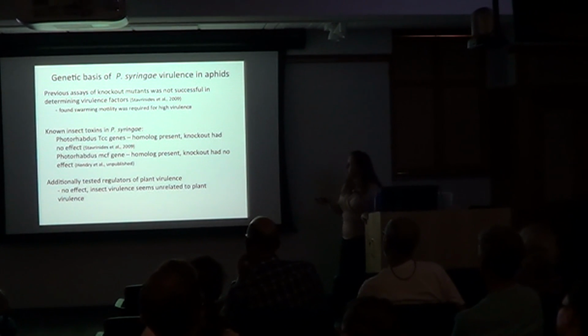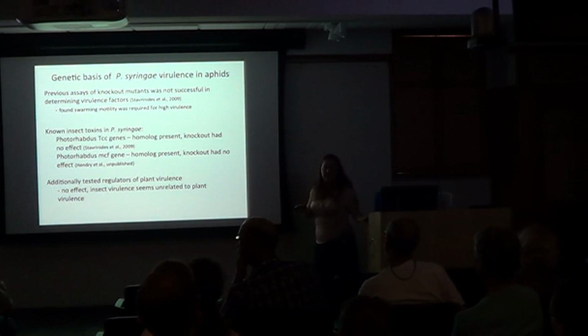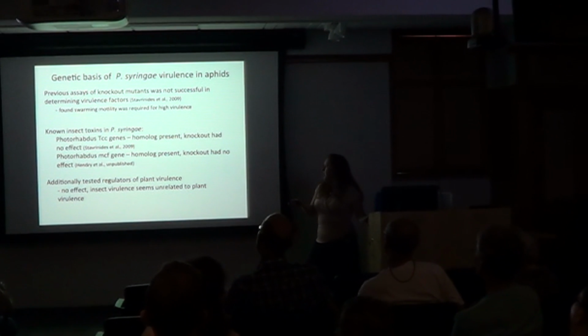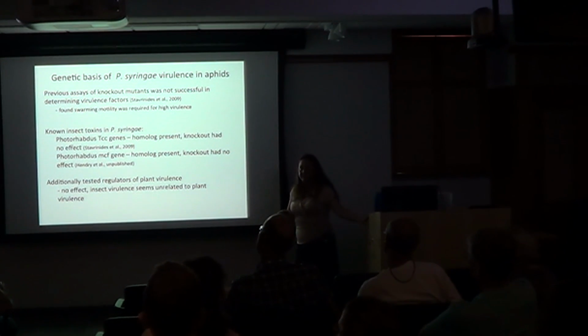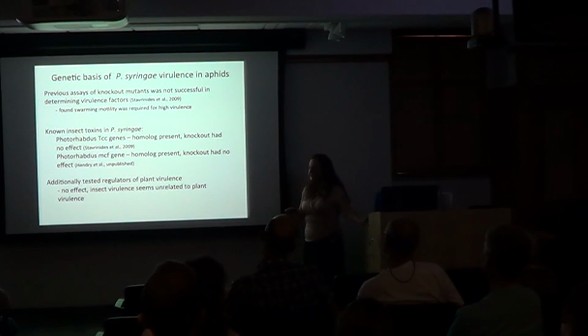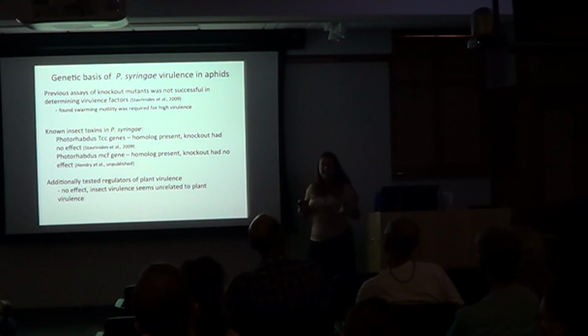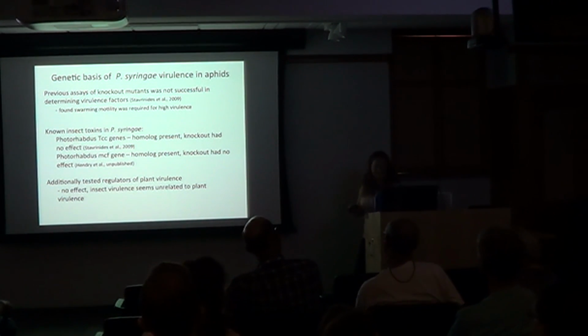We've also tried some targeted knocking out of genes that look like they might be insect toxins. So Syringae has homologs of genes that are known insect toxins from Photorhabdus, and knocking those out has no effect. We also just started screening all of the mutants that I could get my hands on, mostly mutants for regulators of plant virulence, and found no effect there either. And as you'll see in a second, there doesn't seem to be a relationship between virulence in plants and virulence in the insects, so it's something different happening in those two cases.